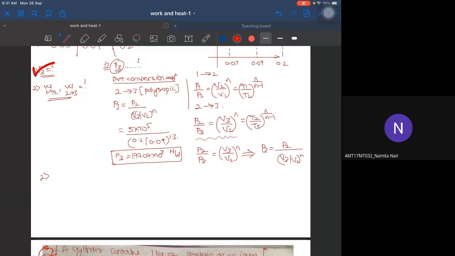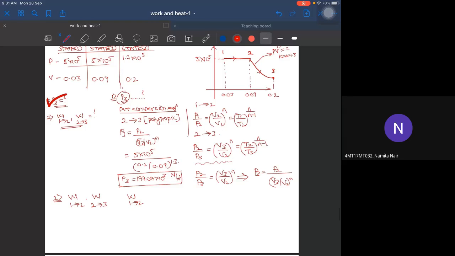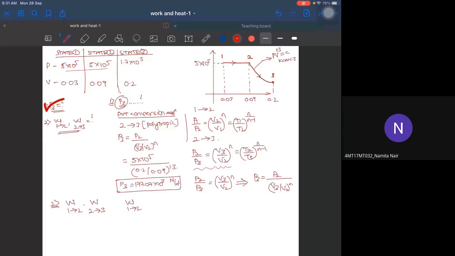You need to calculate work done from 1 to 2, work done from 2 to 3. So work done from 1 to 2. First look into the process diagram and say which process that is. So 1 to 2 is an isobaric process. What is the formula for work done from 1 to 2, which is isobaric? Abhinav? So it is P into V2 minus V1. Excellent.